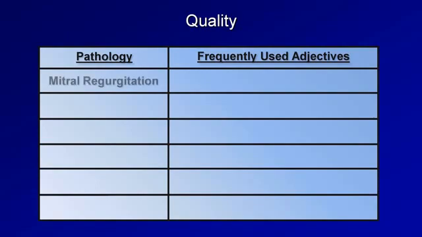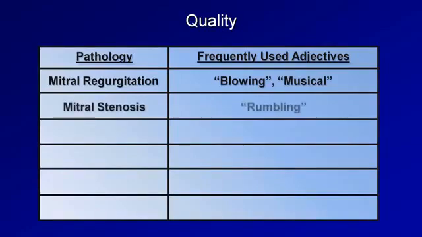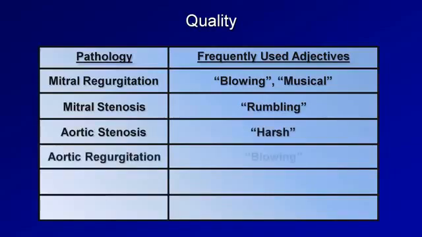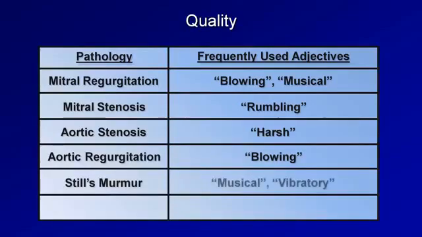For example, MR murmurs are often described as blowing or musical. Mitral stenosis murmurs are described as rumbling. AS murmurs, as noted a minute ago, are harsh. AR murmurs are blowing. There is a benign systolic murmur in childhood known as Still's murmur, which is described as musical or vibratory. And finally, the continuous murmur of a patent ductus arteriosus is described as machine-like.